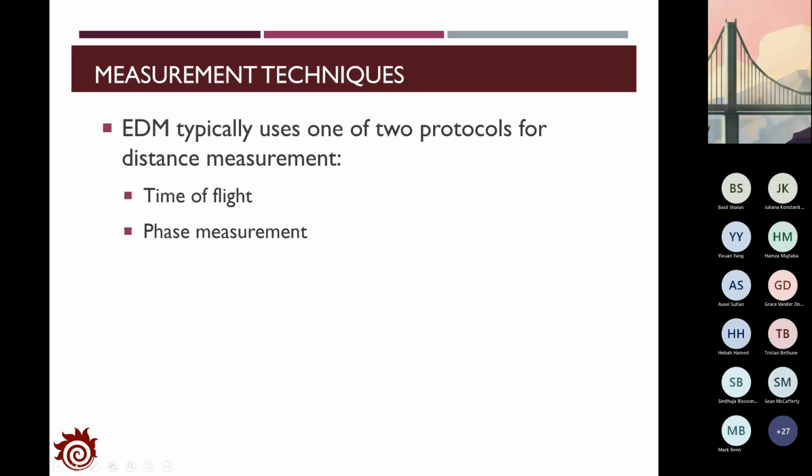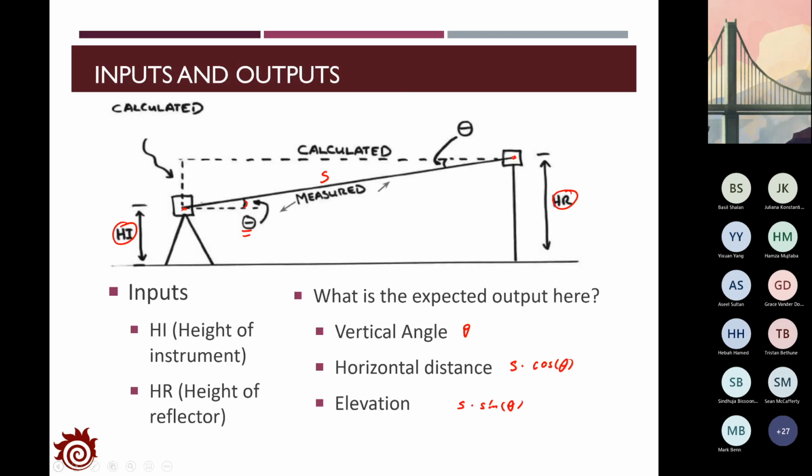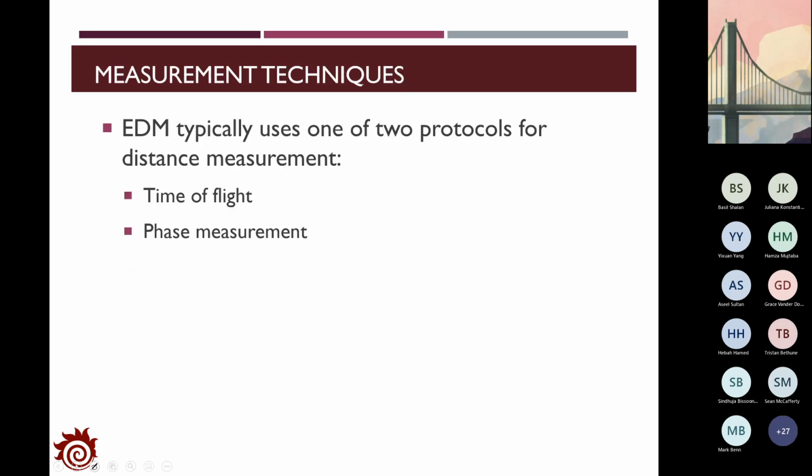And now the question you may raise is how the slope distance is measured by this kind of electrical distance measurement system. Usually, for most of the tools in the market, there will be two different technologies applied for distance measurement. The first one is called the time of flight. The second one is called the phase measurement. I will go through them one by one.